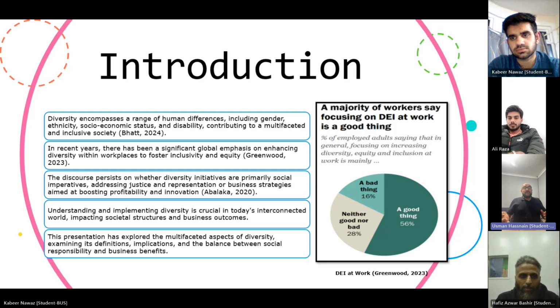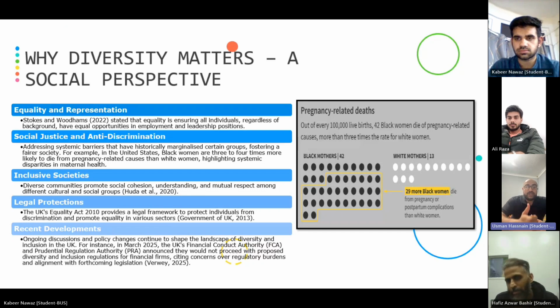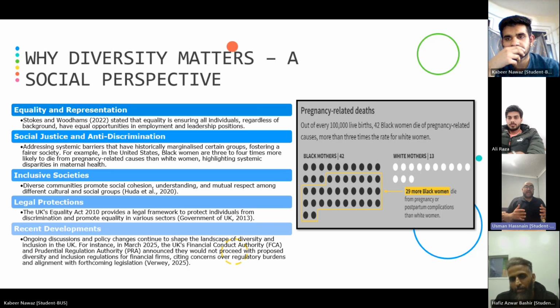Going to the next slide, coming to the social perspectives of diversity. This slide endorses the social importance of diversity by examining five key aspects. First, equality and representation, which emphasize the need for everyone, regardless of their background, to have equal access to employment, leadership, and other such opportunities. Not just about inclusion, but ensuring a fair representation across all levels. Secondly, its focus on social justice and anti-discrimination.